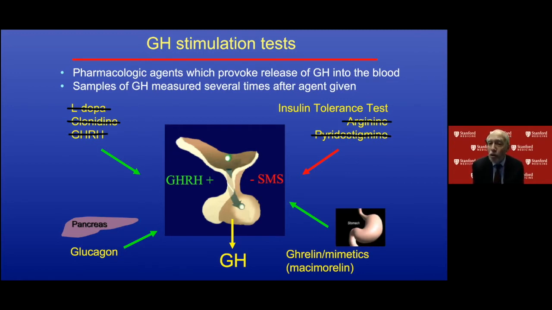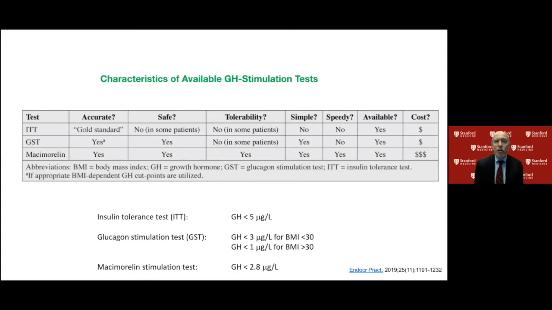The so-called gold standard test, the insulin tolerance test, where we inject enough insulin to cause hypoglycemia, which then triggers the release of growth hormone, and the glucagon stimulation test, which by unknown mechanisms increases growth hormone. Within the last year, however, we also have an oral stimulus called a ghrelin mimetic, which is named macimorelin. And these are the three tests that are currently available to make the diagnosis of growth hormone deficiency. So let's go over the characteristics of these tests.